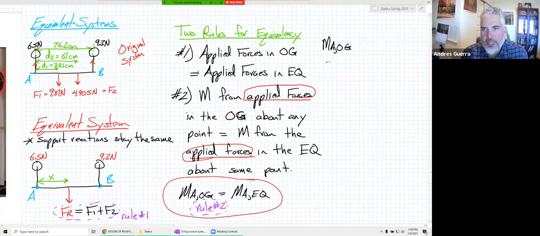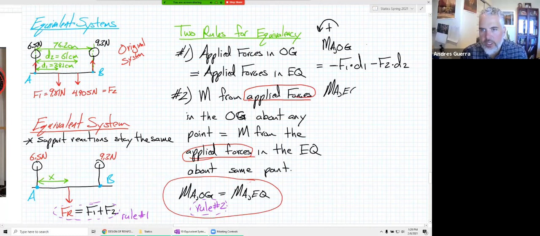Isn't that going to be equal to F1 times D1? And actually, let's get some signs on this. Positive is counterclockwise, so that means that should be a negative, right? F1 is going clockwise, so it's a minus F1 times D1 minus an F2 times D2. So there's our moment about A of the original. How about our moment about A of the equivalent? That's just equal to a minus FR times X.